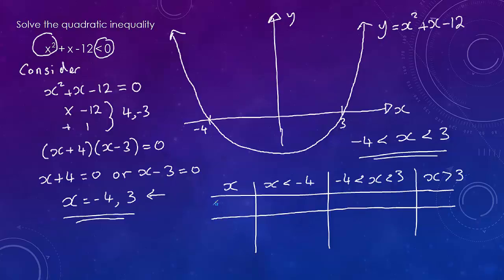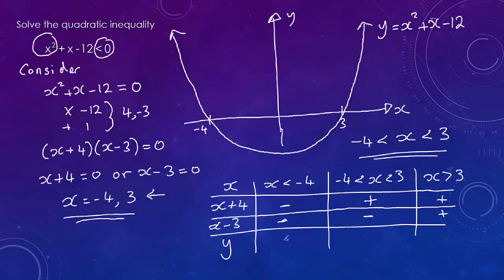So consider the function x plus 4 and the function x minus 3, which together make up our function. If x is less than negative 4, say negative 5, this one is negative, and so is this one, negative 5 take away 3. If we're in between here, say x is 0, this one would be 4, so that's positive, and this one would be negative 3, so that's negative. And for more than 3, let's take 4. This would be 4 plus 4 is 8, so that's positive. This would be 4 take 3, which is 1, so that's positive.